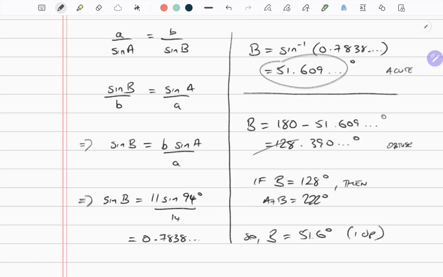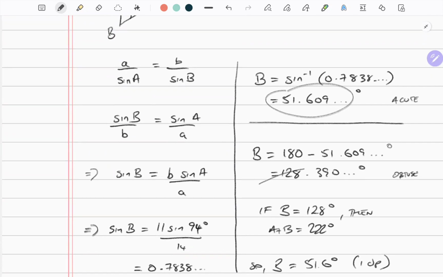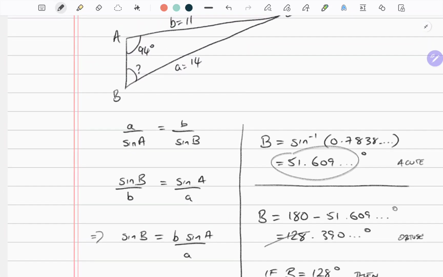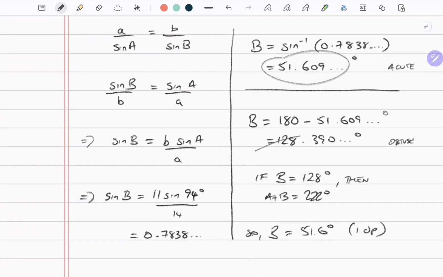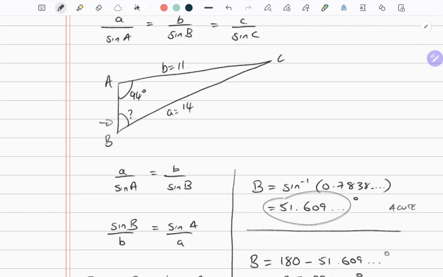Otherwise, we're looking at what the obtuse angle might be, because when we played around with what the obtuse angle would be, A was 94 degrees. We add that to that obtuse angle, and that just doesn't make any mathematical sense. So we're happy with the 51.6 degrees for this angle here.